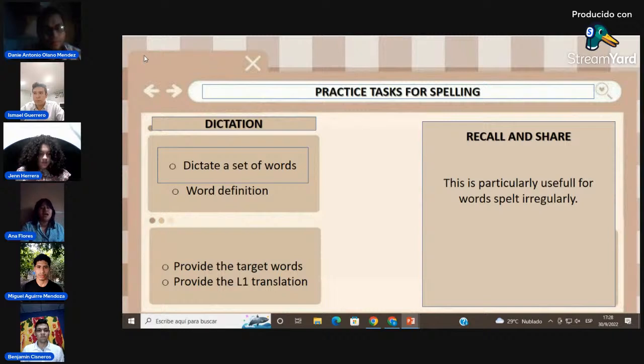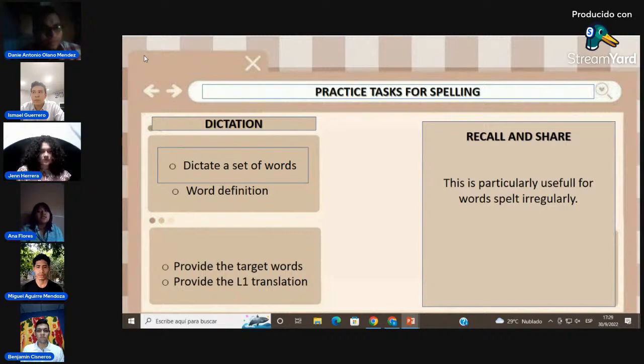For example, you dictate a definition of a word and they must write the correct word. The next is provide the target words. Well, in this case, you just write a word or you have a paragraph, but you tick off some letters that are missing and they are going to repair them and write the correct letters. Now, the last for dictation is provide the L1 translation. You can use it when you know your student's level.